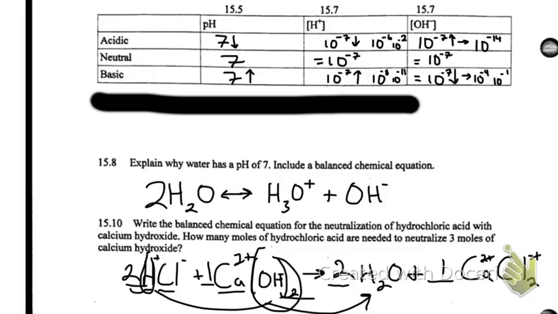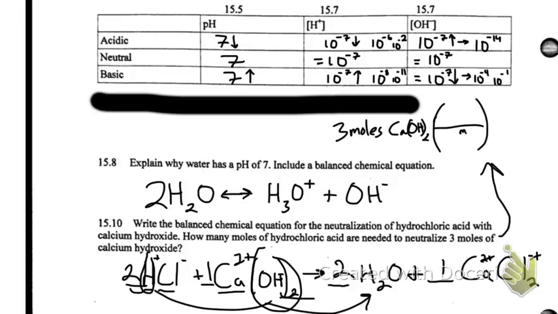Okay, now I'm going to work the mole problem right up here. It says that I have 3 moles of calcium hydroxide. How many moles of hydrochloric acid are needed to neutralize it? So I'll start off with 3 moles of calcium chloride. Oh, excuse me, calcium hydroxide. It'll be a one-step dimensional analysis problem because I'm going from moles to moles.